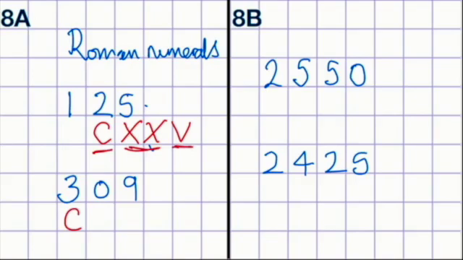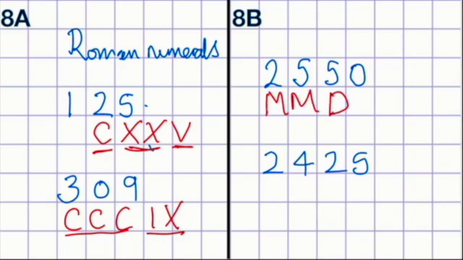309. C is 300. Now, 9 is actually IX, because X is 10, and we take away the 1. I'm just underlining this so you can see the number, 309. 2,550, so 2,000 is M, 500 is D, and 50 is L. So it's MMDL.